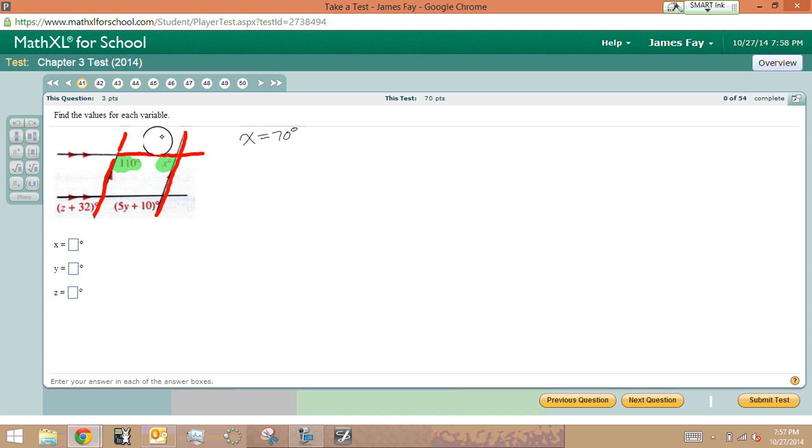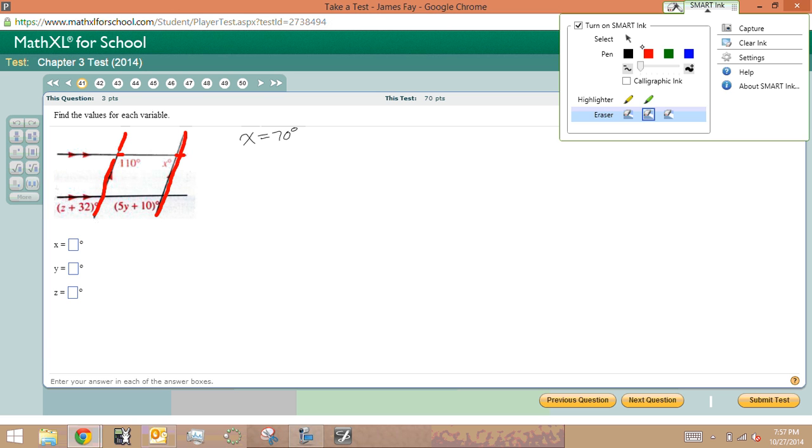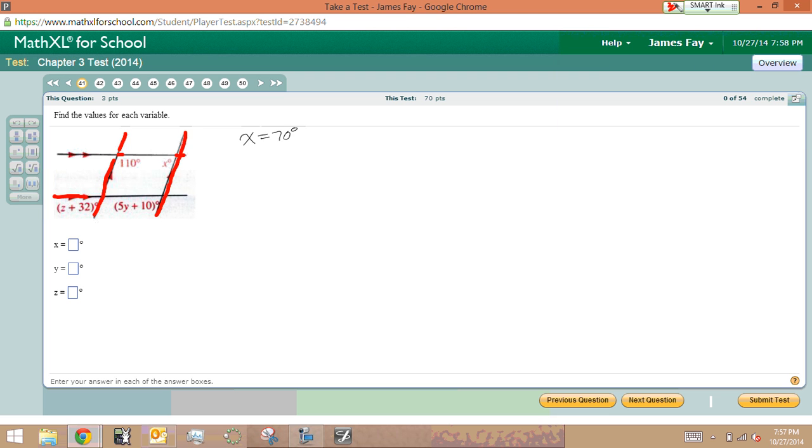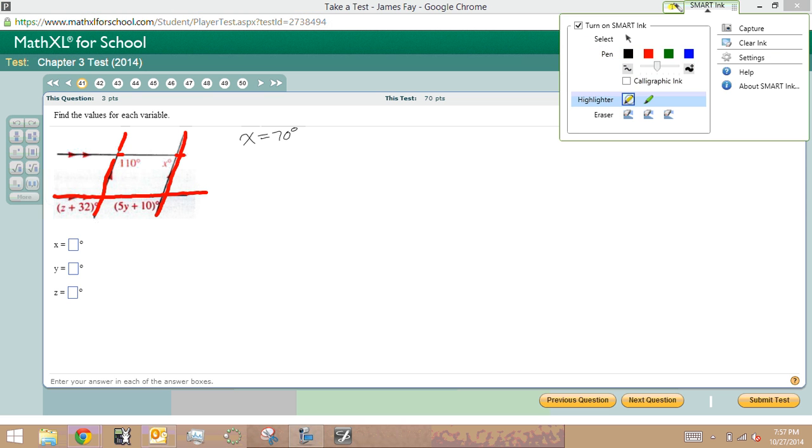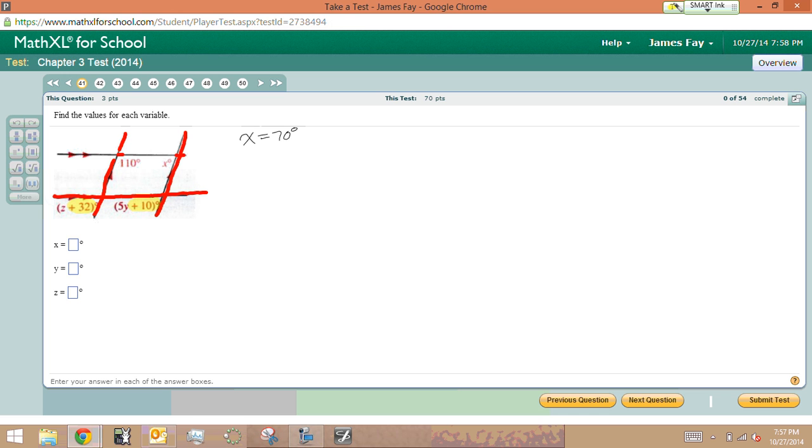Okay. Now, if we look at the exact same parallel lines, but then look at this bottom transversal, that transversal there, we can look at these two angles being complementary. So that angle there and that angle there are complementary. Not complementary, I'm sorry, corresponding. They're corresponding, so they should be congruent. So say z plus 32 is equal to 5y plus 10. Now that equation has two variables in it, so I can't solve it right away, but I'm not going to erase it. I'm going to leave it because I might need it later.